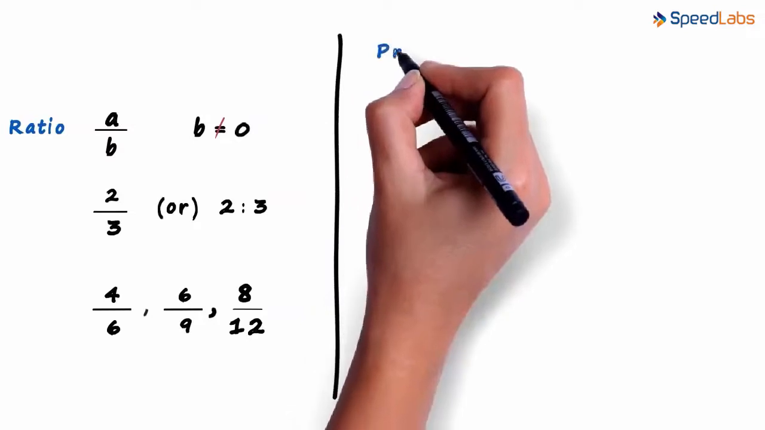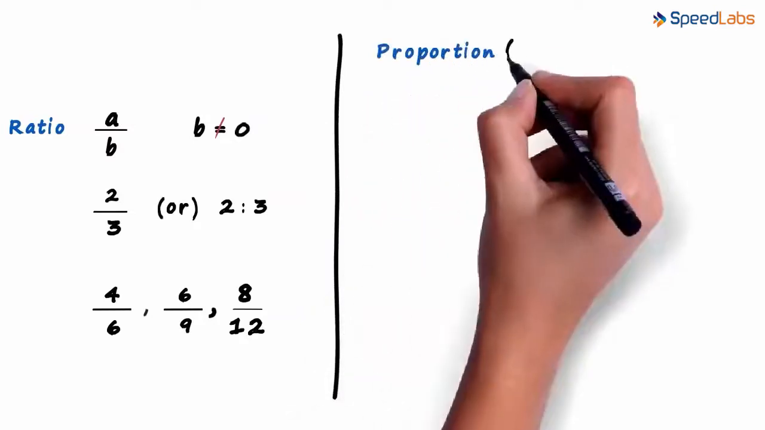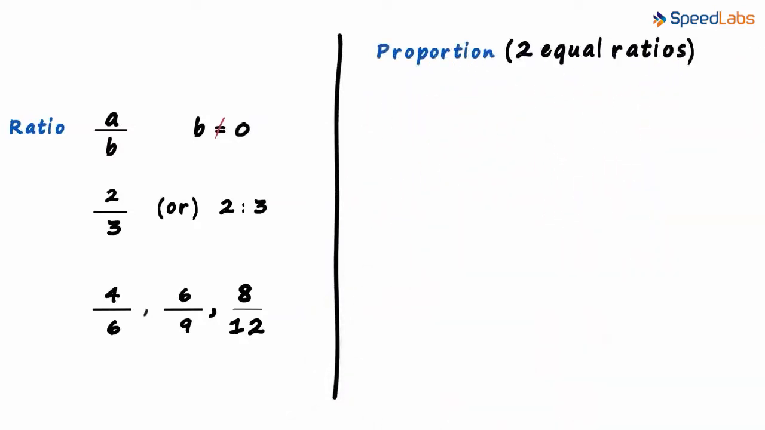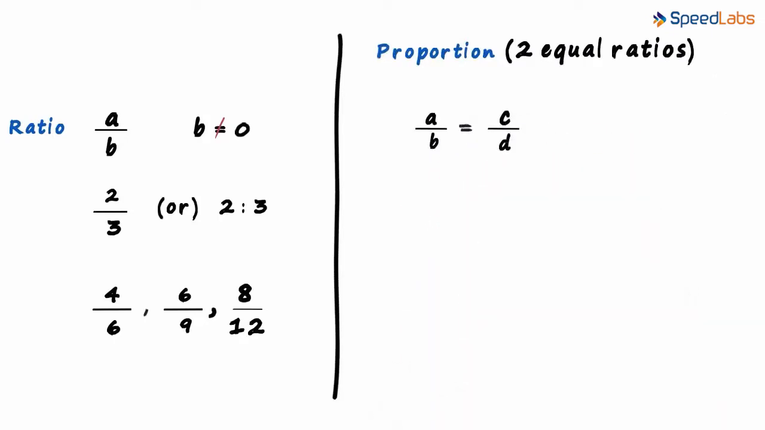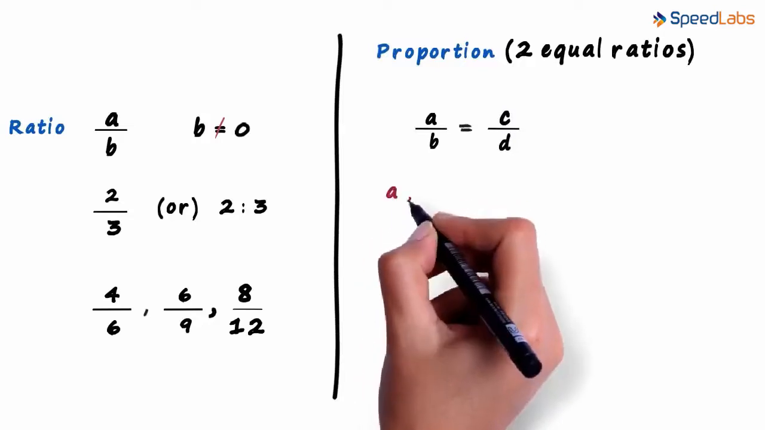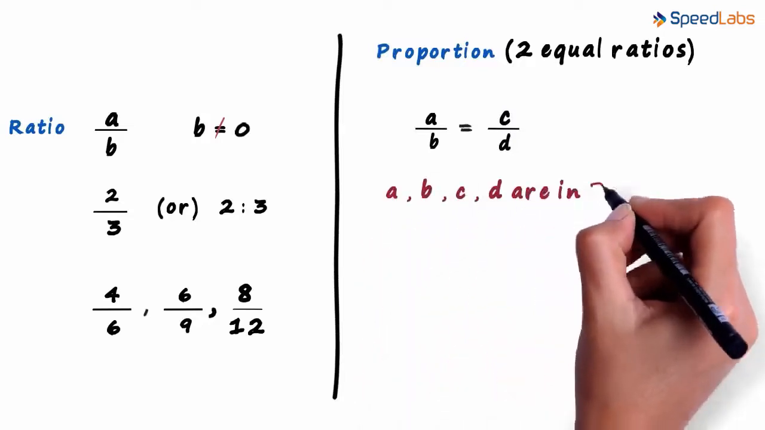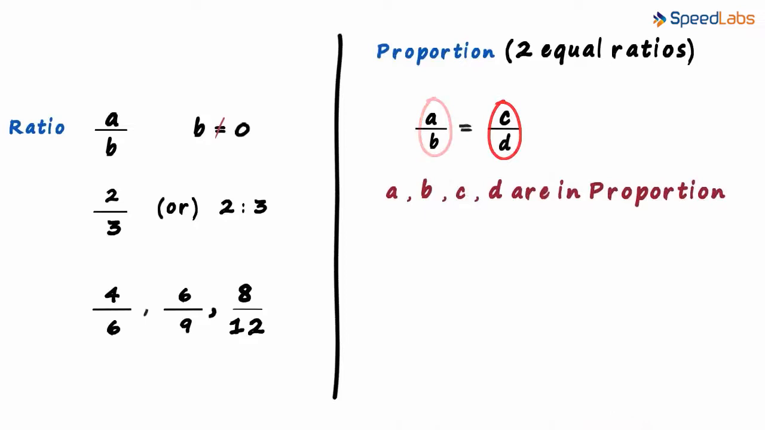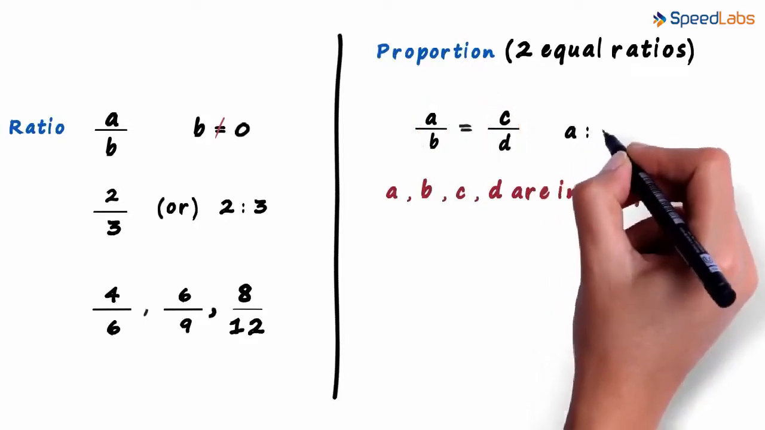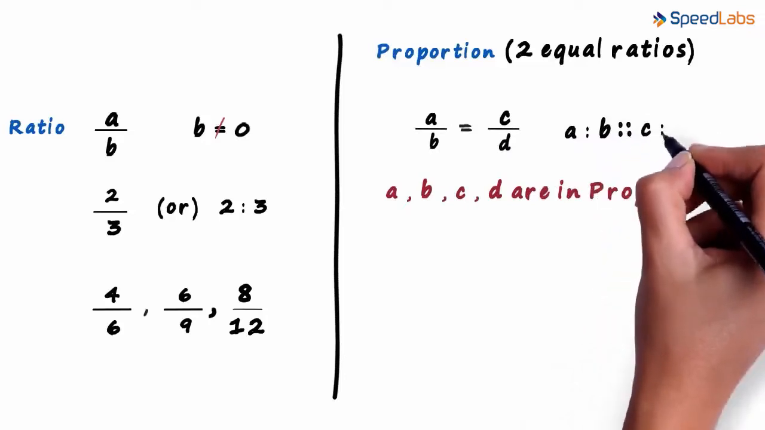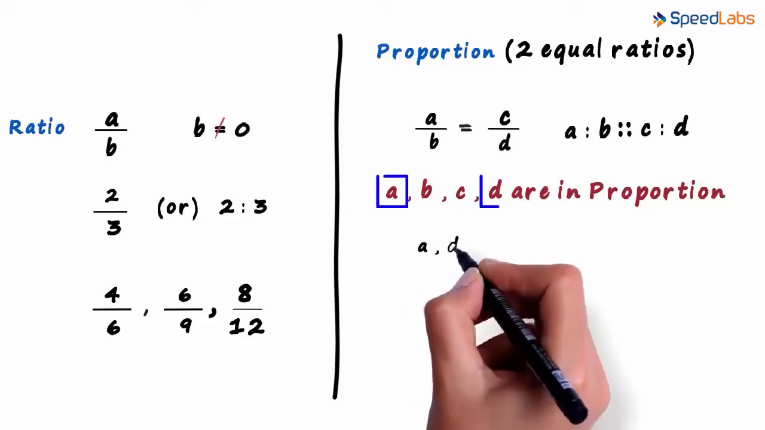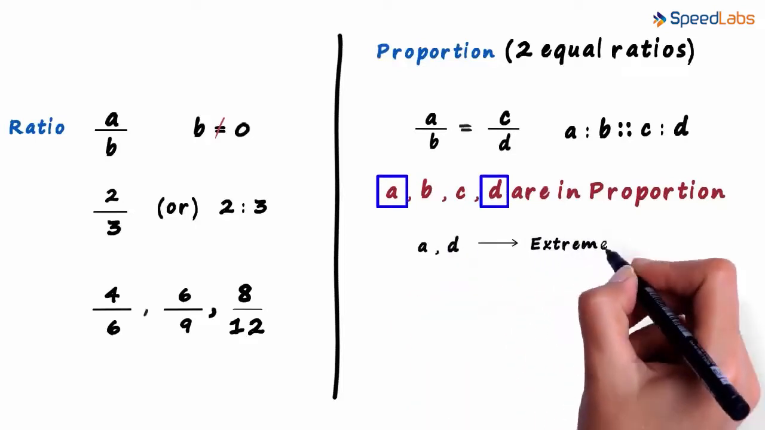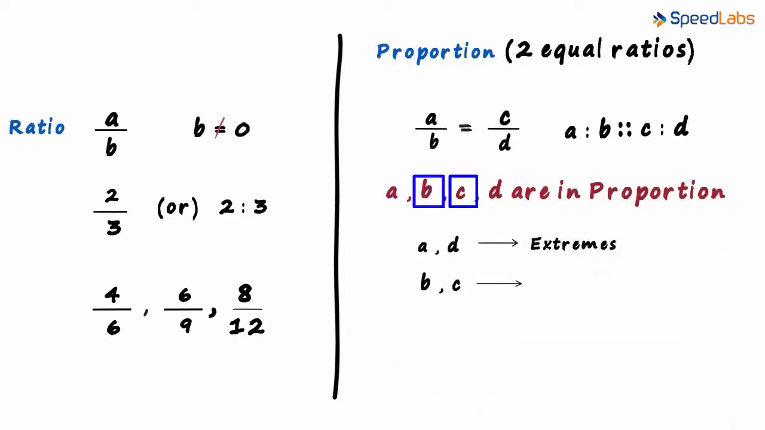Proportion is simple. It means two equal ratios. If A by B is equal to C by D, then we say that A, B, C and D are in proportion. These are two equal ratios. It can also be written as A is to B is the same as C is to D. In this example, A and D are extremes and B and C are means.